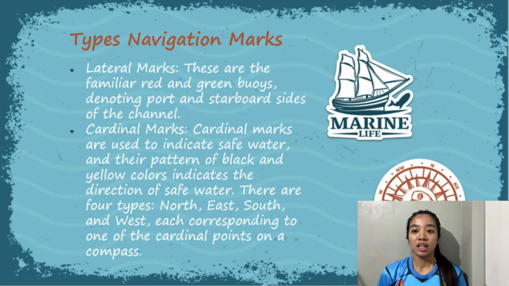Cardinal marks. Cardinal marks are used to indicate safe water, and their pattern of black and yellow colors indicates the direction of safe water. There are four types: north, east, south, and west, each corresponding to one of the cardinal points on a compass.